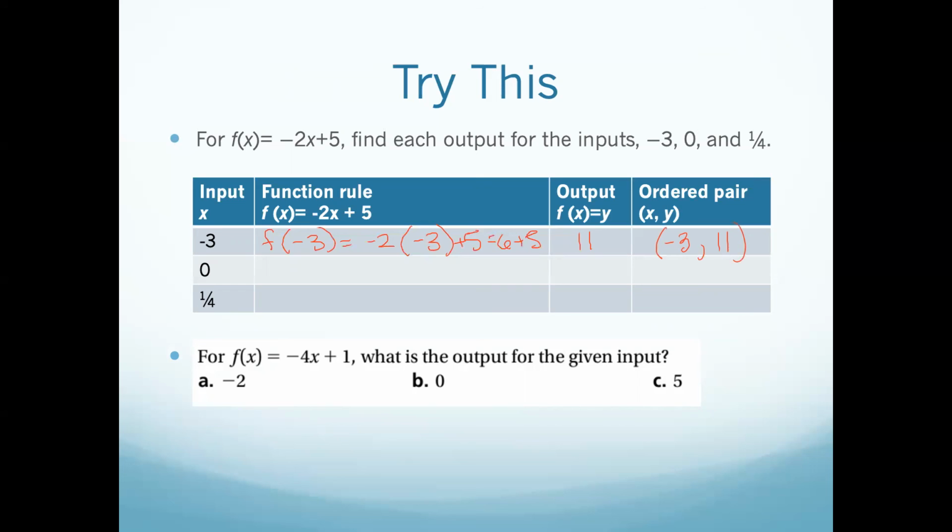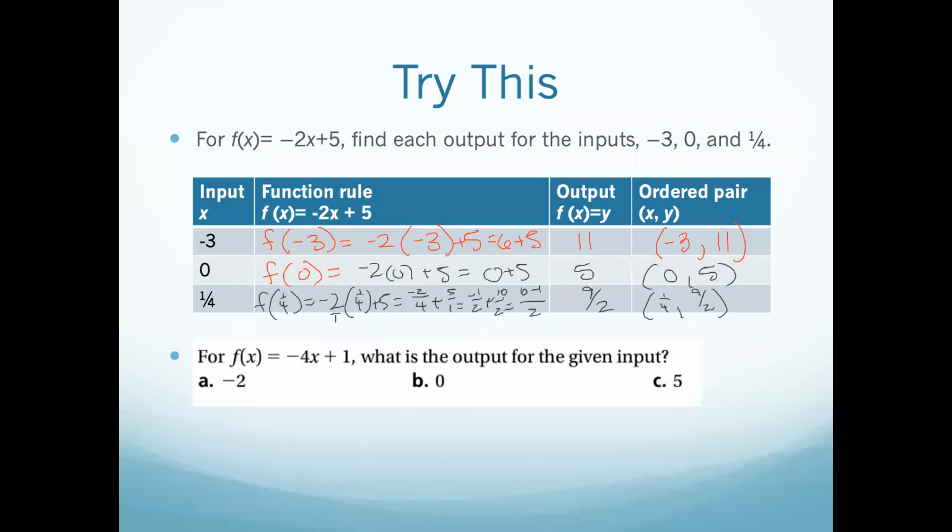Okay, I'd like you to try 0. I'll get you started. This is going to be f of 0. And you're going to substitute 0 for x. You'll get an output, and then I want you to try writing that as an ordered pair. And then I'll check in with you before you try the 1/4. So when we substitute 0 for x, we get -2 times 0, which is 0, plus 5, giving me an output of 5 and an ordered pair of 0, 5. Go ahead and try the 1/4.